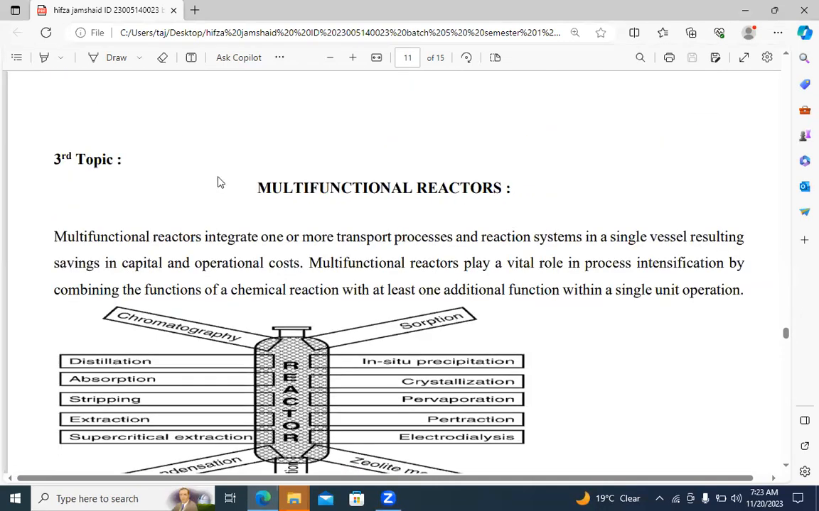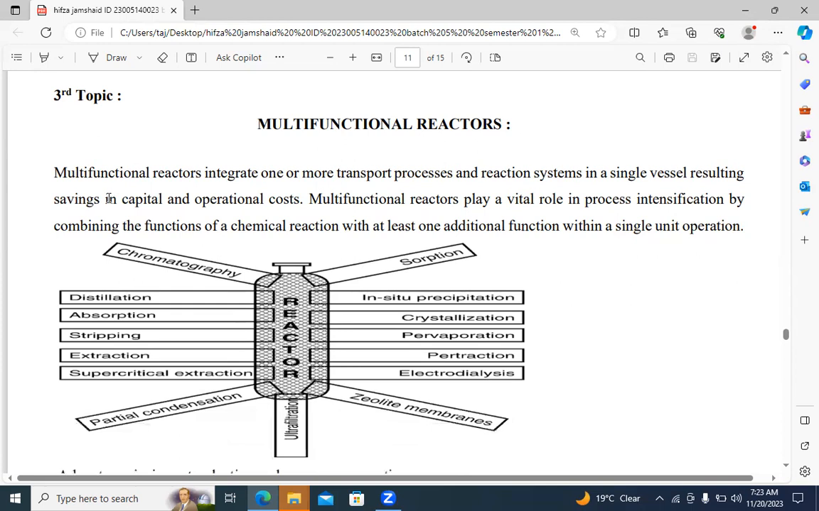So there is a third reactor that is the multifunctional reactor. As the name shows, it is multifunctional. It means it has to perform different functions. In a multifunctional reactor, different processes are happening, for example chromatography, distillation, absorption, stripping, extraction, and crystallization. A lot of processes are there. They have different functions. So it means in a single reactor, different processes are going on. That is multifunctional reactors.